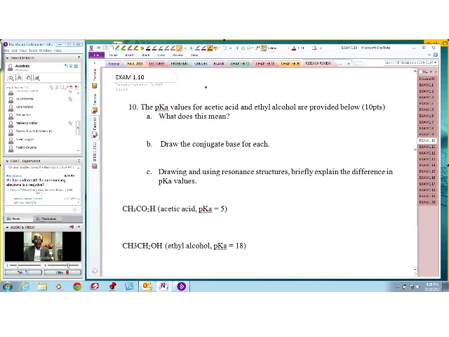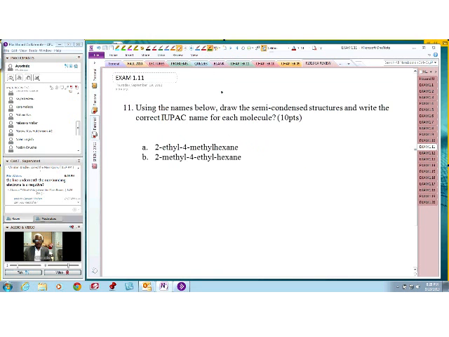Okay, let us see here. I think we did it in class already, so we don't need to go through this. Go to this. Okay, 11. Brittany Galloway, can you read number 11 for us? Using the names below, draw the semi-condensed structures and write the correct IUPAC name for each molecule. Okay, thank you, and very good.